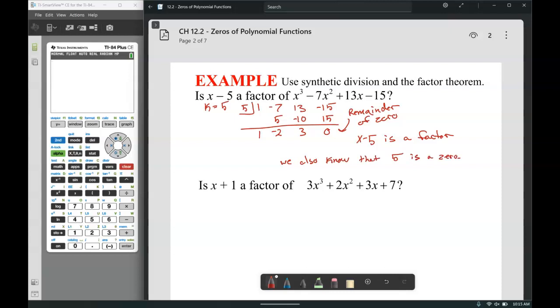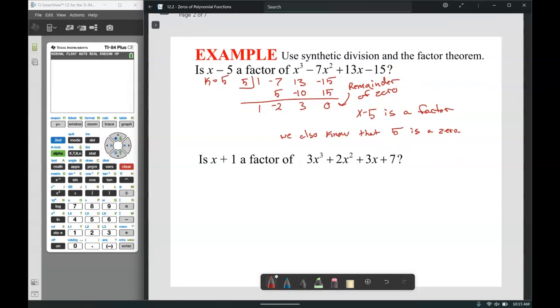All right, so we're going to do the same thing. We're going to check the next one. Again, our value of k is -1. We have a sign switch here. So we're going to set up -1 inside our synthetic division. We're going to bring down the first number. We're going to multiply, and then we're going to add. And then we're going to multiply, and then we're going to add. And we're going to multiply. Then we're going to add.